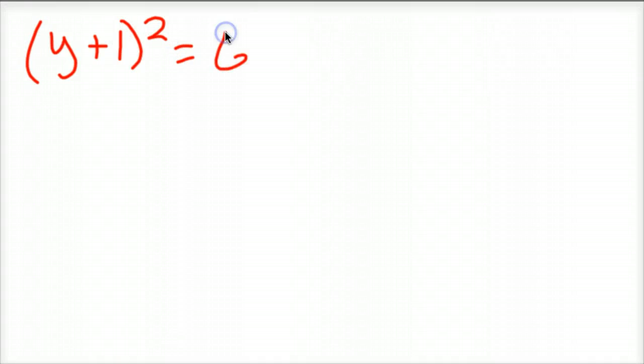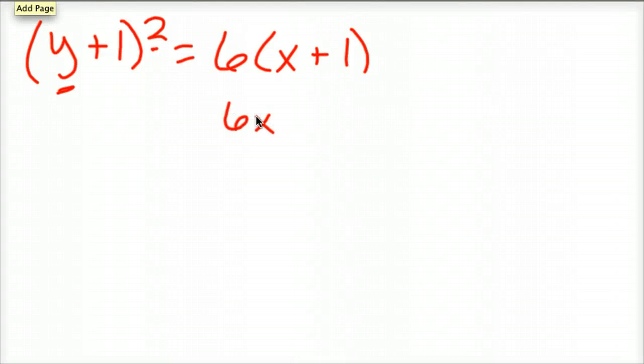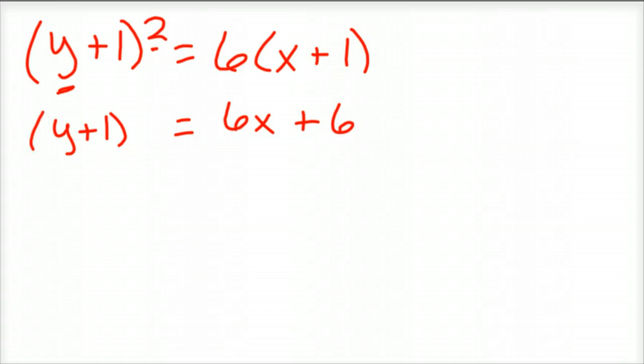Now, you could have problems like this. Let's say you had (y plus 1) squared equals 6 times (x plus 1). Well, we're going to have to solve that for x, because the y here we can tell is squared. So we're going to solve this one for x, and this would be like our second situation. So I'm going to distribute the 6 through. So you have 6x plus 6 equals (y plus 1) squared.